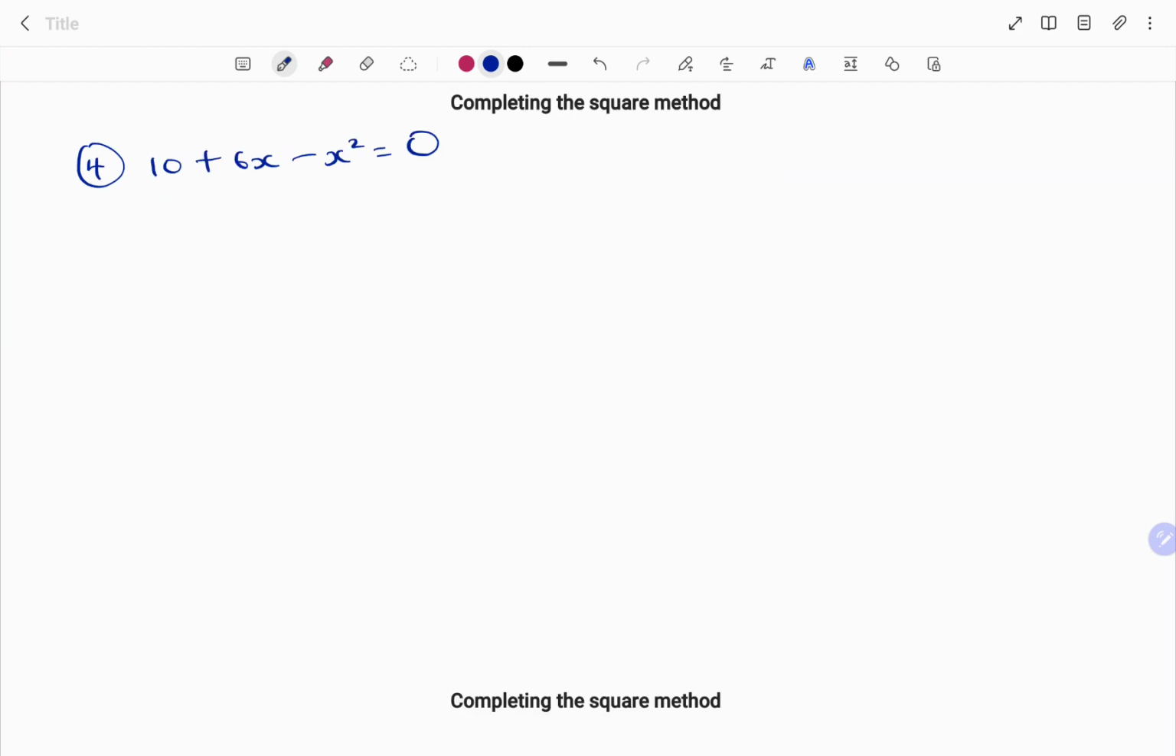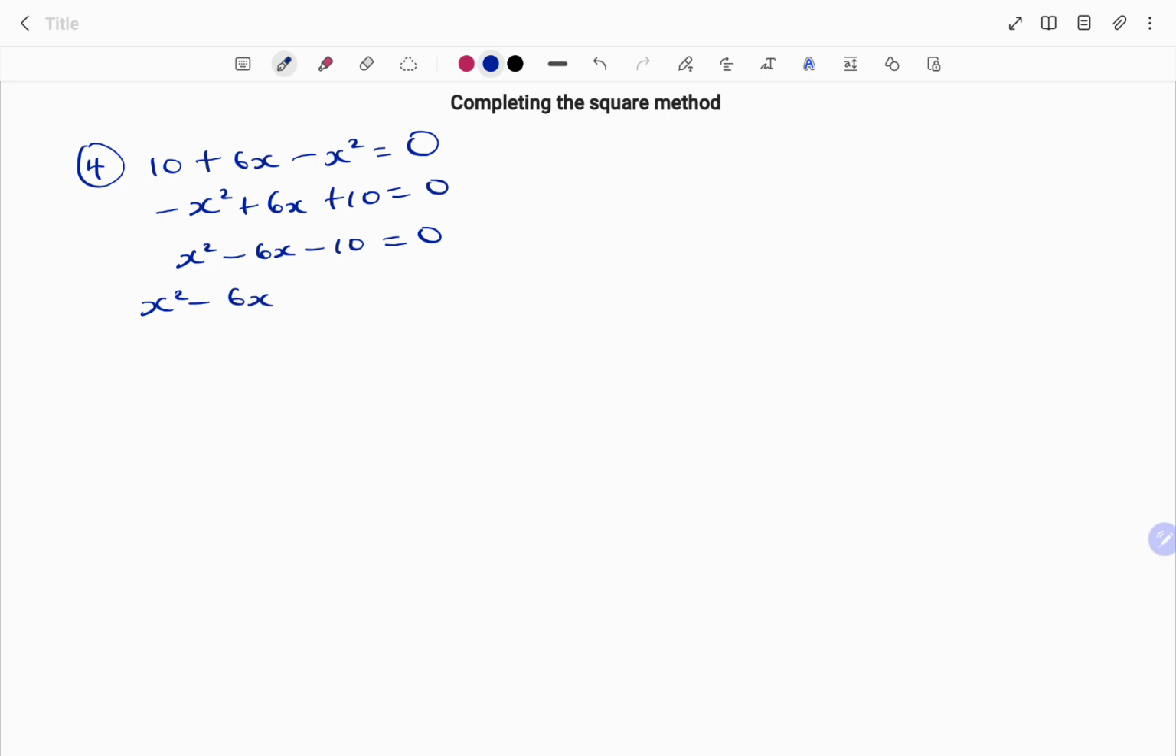Let's look at one more example. In this example, we have 10 plus 6x minus x squared equals 1. If I rearrange that quickly into standard form, that will be minus x squared plus 6x plus 10 equals 0. Remember, if you're completing the square, the coefficient of x squared must be positive 1. So I'm going to be dividing through by negative 1. That will give me x squared minus 6x minus 10 equals 0. The next step, I take my constant to the other side. So I have x squared minus 6x equals positive 10.